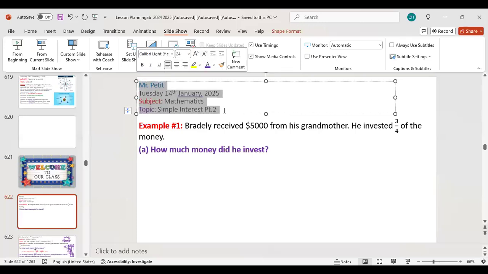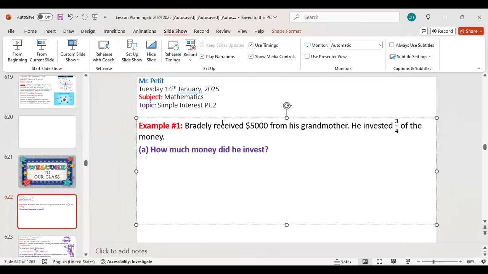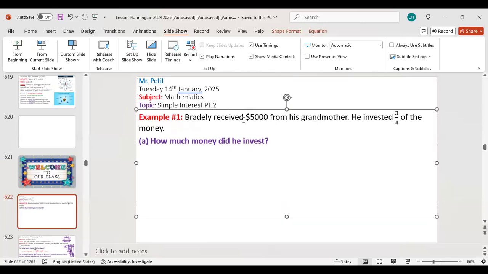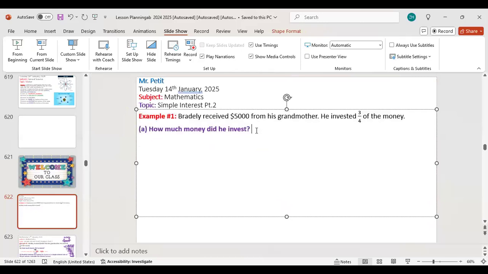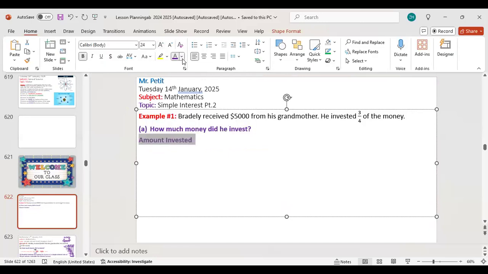Who said that? Who's speaking now? Savannah. Savannah Campbell? Yes, sir. Yeah, that's a good way. That's definitely a good way. I like that idea. But what I would do, let's figure out the amount invested. So that's how I'm going to teach it. So amount invested is going to be equal to, so write this down. You're trying to figure out the amount that he invested, right?